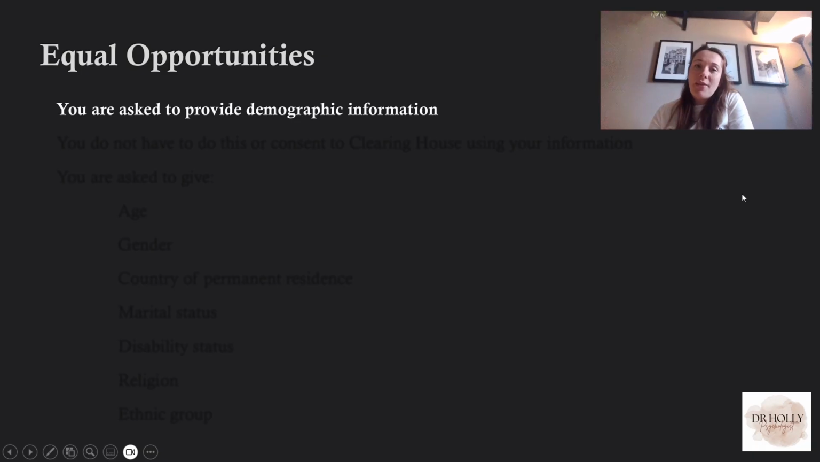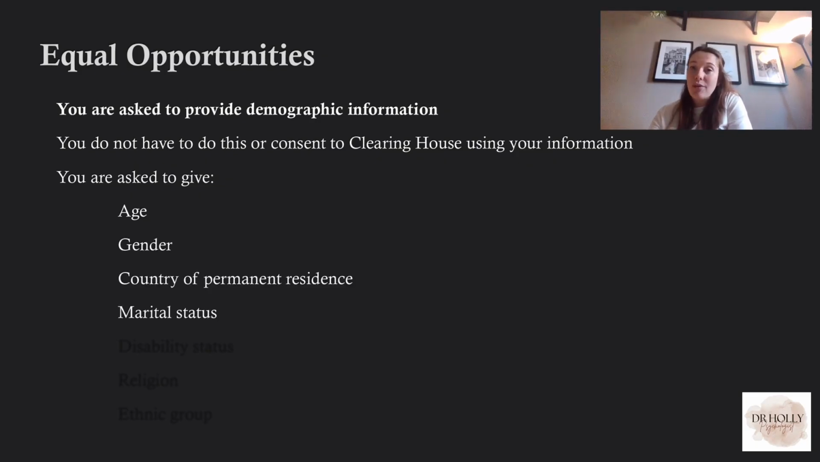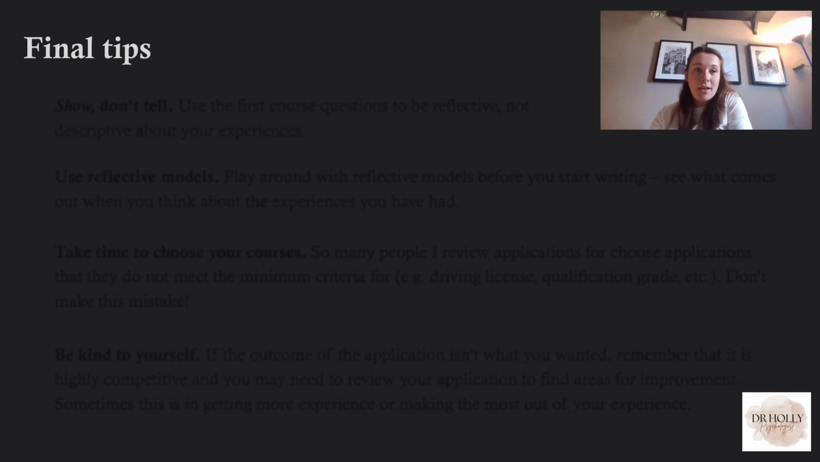You'll also be asked to provide some demographic information, and this is usually so Clearinghouse can do some analysis on it. You don't have to do this or consent to it. But if you do, you're asked to give information about your age, your gender, your country of permanent residence, marital status, disability status, religion, and ethnic group. So that is how to do the application. That's how to go through it.